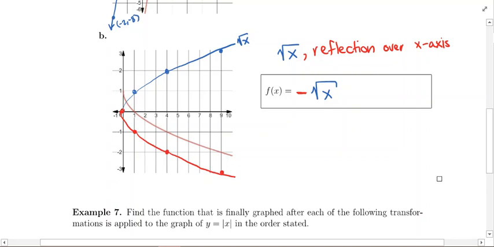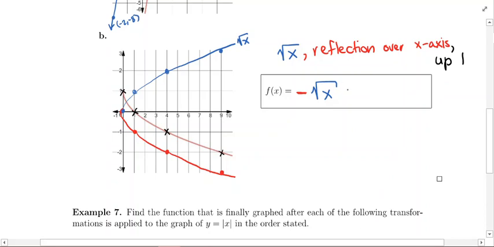Now we need to take each point, and it looks like to go from the origin to here, I need to lift up 1 unit. To go from here to here, I lift up 1 unit. To go from here to here, it looks like we're moving up 1 unit. Finally, we're at 9, negative 3. We lift up 1 unit to get to 9, negative 2. So we take the basic function square root of x, we reflect it over the x-axis, and then we have one more step to do. We need to go up 1 unit.